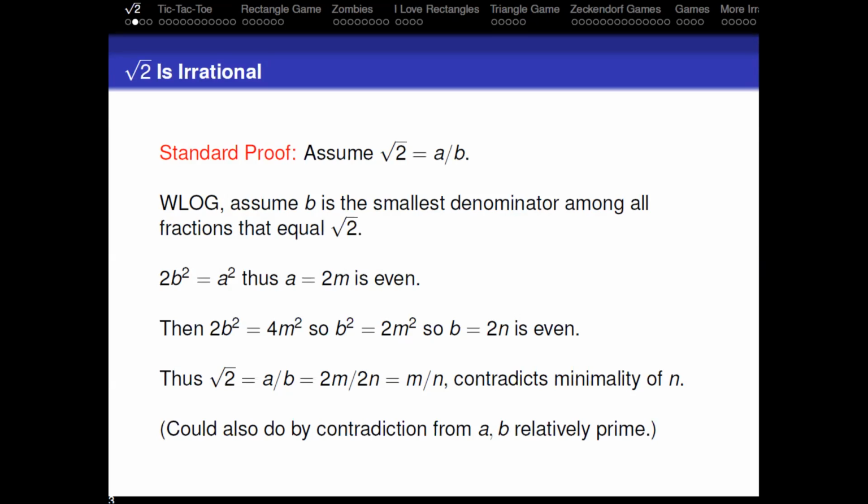So a squared has to be even. With a little bit of work, you see that a has to be even, because if a was odd, odd times odd is odd. So a must be able to be written as 2 times m for some integer m. So we get 2b squared is 4m squared, so b squared is 2m squared, so b is 2n, so b is even. So we get the square root of 2 is a over b, which is also 2m over 2n, which is the same as m over n, and now we have a smaller denominator than b. And that contradicts minimality of b, and that completes the proof.